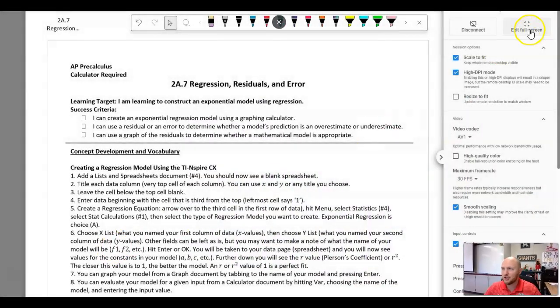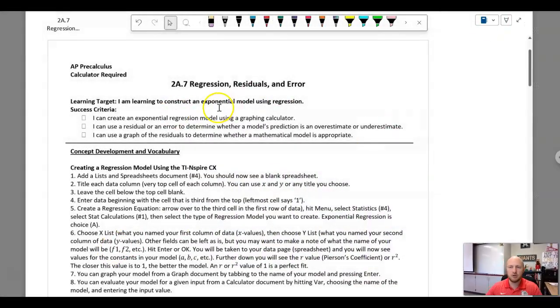This is 2A and we're going to talk about residuals, regression, and error. So let's go ahead and jump in. We are going to learn to construct an exponential model using regression, and then we'll talk about what residuals and error are. From this lesson, you should be able to create an exponential regression model using a graphing calculator, and also you should be able to use a residual or an error to determine whether a model's prediction is an overestimate or an underestimate, as well as use residuals to determine if a mathematical model is appropriate.